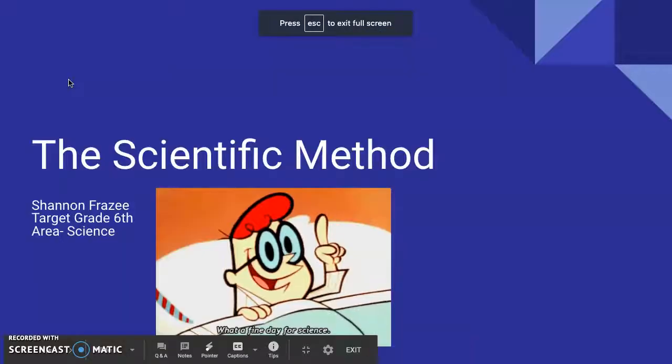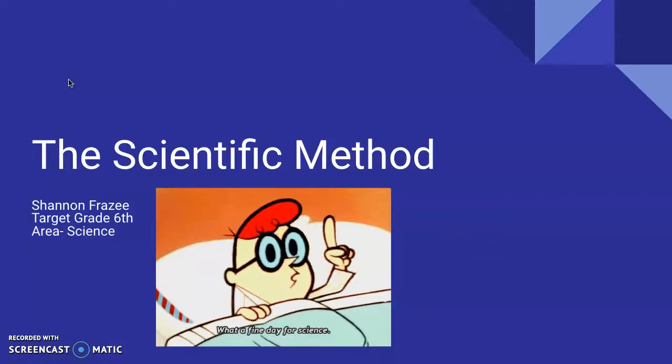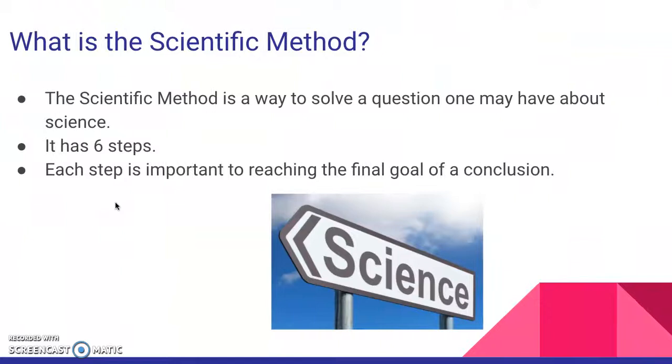Hi everyone, today I'm going to be talking about the scientific method, and as our friend Dexter here says, it is a fine day for science. So, what is the scientific method? Well, the scientific method is simple. It's a way to solve a question that one may have about science. It has 6 distinct steps, and each step is as important to reaching the final goal of a conclusion.